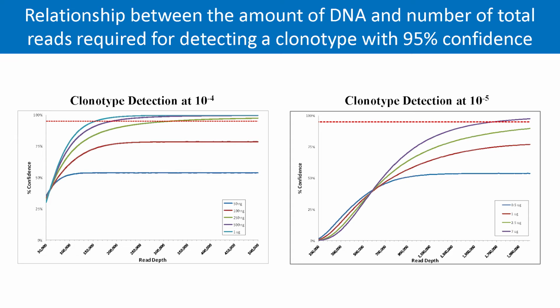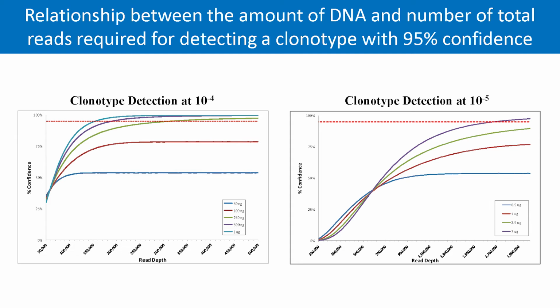So what we're doing is we decided on a cutoff for our validation, and our cutoff was between 1 times 10 to the minus 4 to 1 times 10 to the minus 5, with an input of about 1 to 2 micrograms. We can actually get to this sensitivity.